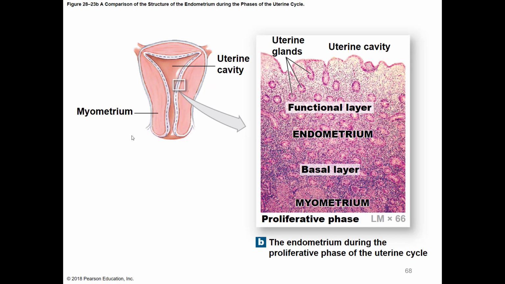Okay, so in this image we can see proliferation happening. This is after bleeding, where we're starting to rebuild for a new cycle. Here is the myometrium, and then above we have the endometrium. You can see that it is getting thicker again. The uterine glands are producing nutrients, and we've got blood vessels developing, and the endometrium is getting thicker and thicker to prepare for another chance at possible pregnancy.